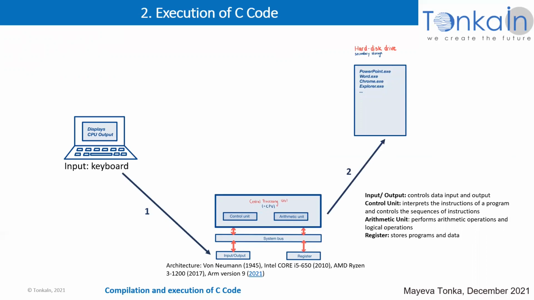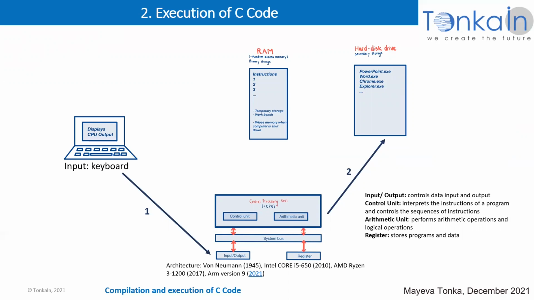The hard disk is the secondary storage and contains all executable files. Behind every single shortcut on your computer is an executable file that makes the program run. On a hard disk, you can find, for example, PowerPoint, Word, Chrome, Explorer, and so on. All the instructions are transferred to the RAM, the random access memory. This memory is temporary. This means when you turn off your computer, the memory wipes everything on it, whereas the hard disk deletes nothing. In RAM, we now have all our instructions.